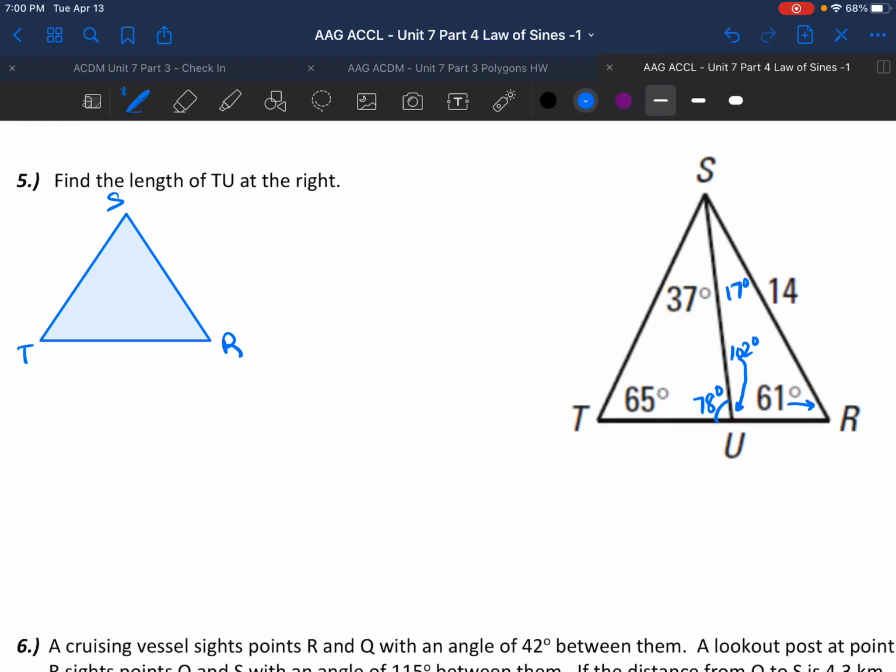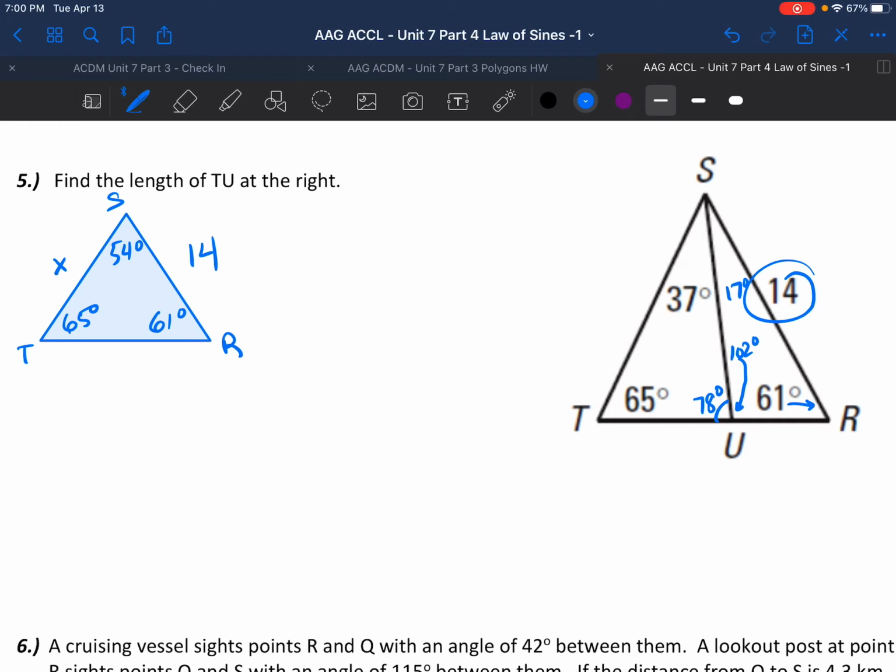Right? Now they told me SR is 14, and I'm just grabbing that information from over here. Now I want my angle measures, right? So I'm going to have 65 degrees, I'm going to have 61 degrees, and then up top there, what do we have? 37 plus 17. So we're going to have another third angle up top there of 54 degrees, okay? 17 plus 37. So now here's what I'm going to do. In this case, I'm going to use X.